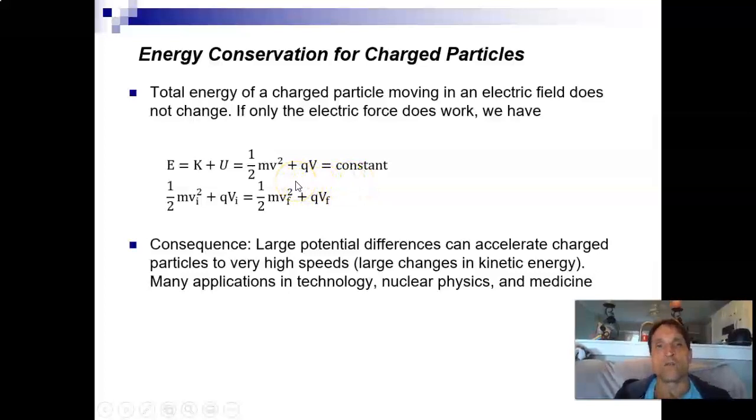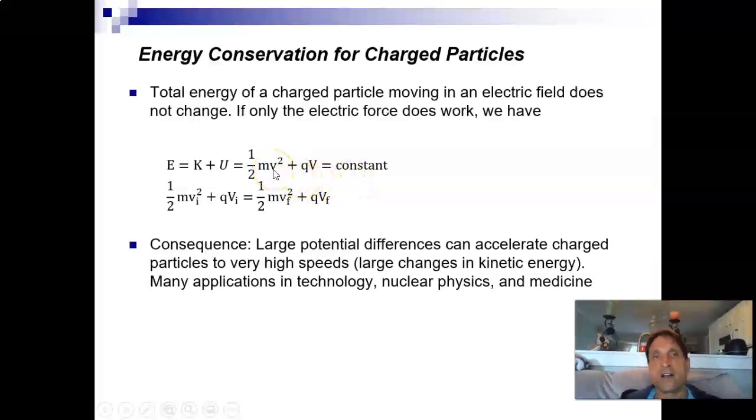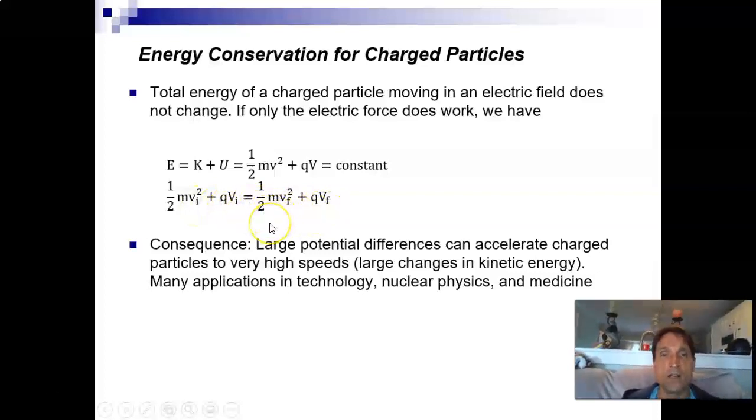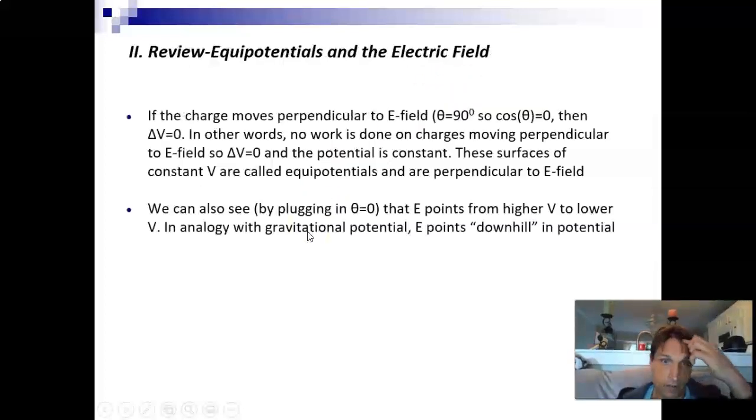And so we can relate the initial and the final speeds of particles moving in a potential difference using conservation of energy. And we saw in chapter 25 that if you have a large potential difference, V final minus V initial, we can accelerate charged particles to very high speeds. And this has a lot of applications in medicine, nuclear physics, and various technological examples, mass spectrometers, for example. So we can apply conservation of energy.